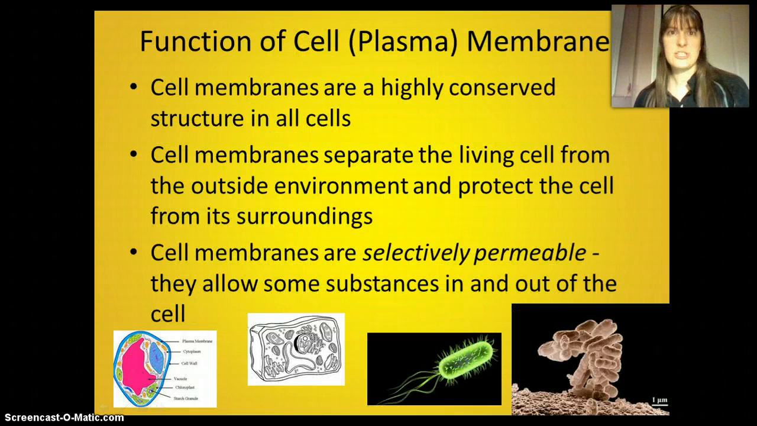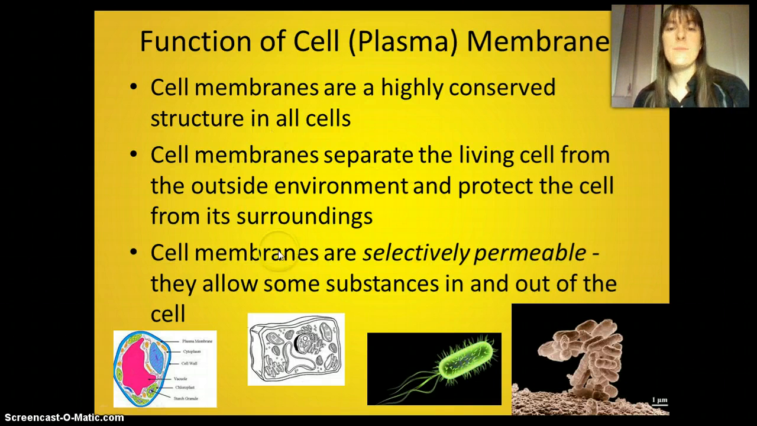First, let's review the function of it. So we call it the cellular membrane, sometimes the plasma membrane. It's going to be important in separating living cells from the outside environment. It's also going to do a little work with protecting the cell. So one thing that all living things need is homeostasis, or some sort of balance within the cell.